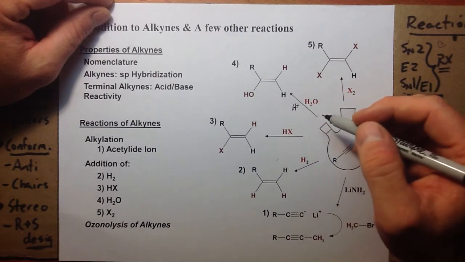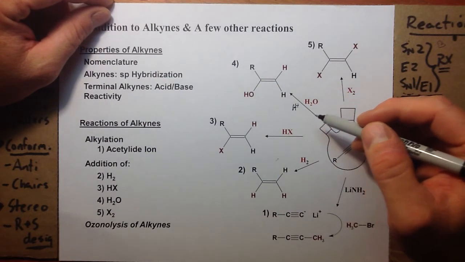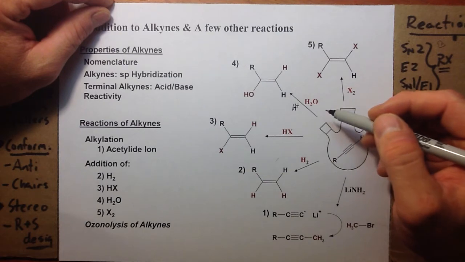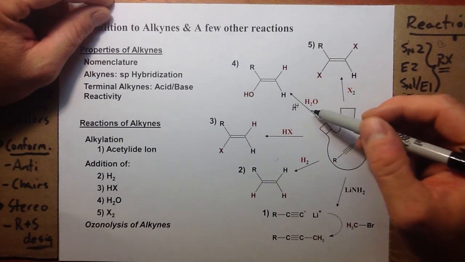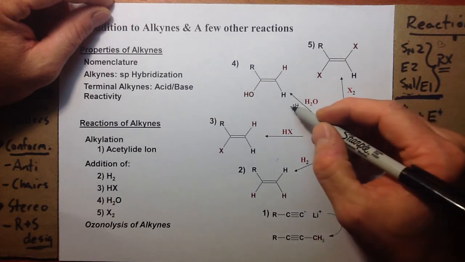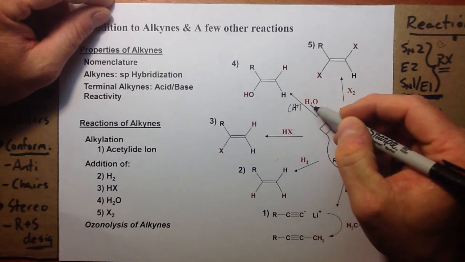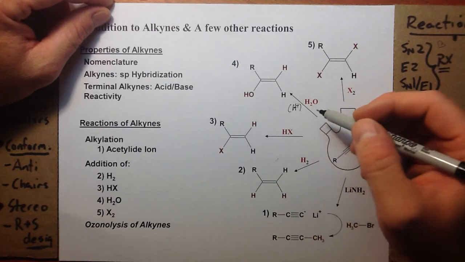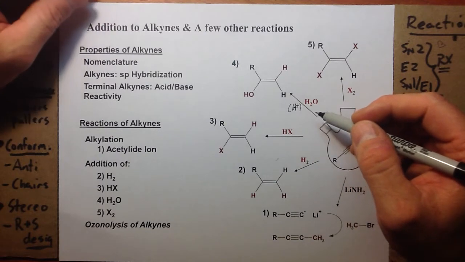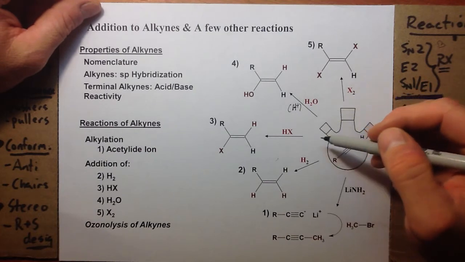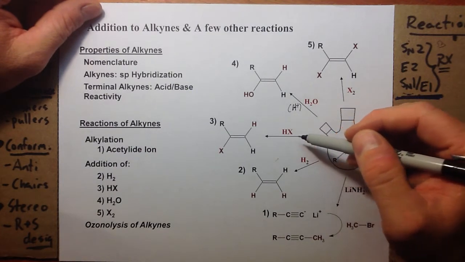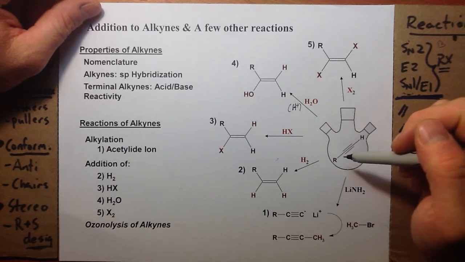We can also use the hydroboration oxidation reaction, just like we did with alkenes. We can have acid catalyzed addition of water for Markovnikov addition, and we can have the anti-Markovnikov addition of water. We can also have just addition of acids with alkynes, just like we had with alkenes.